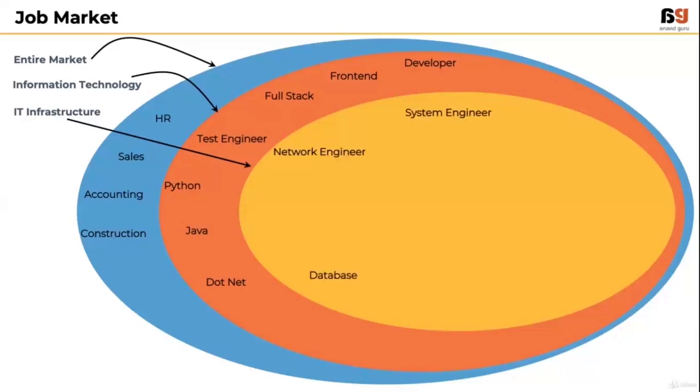Then inside the orange, you'll find the system engineer, the network engineer, the database guys. So these guys work on the network that feeds the front end and the back end, and the back end and front end give in to the solutions that are in the market.